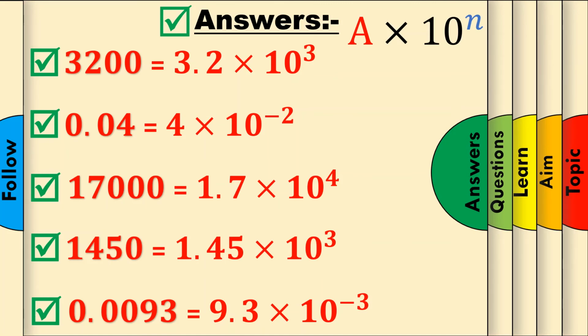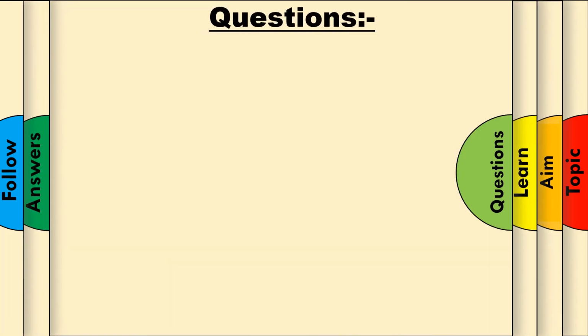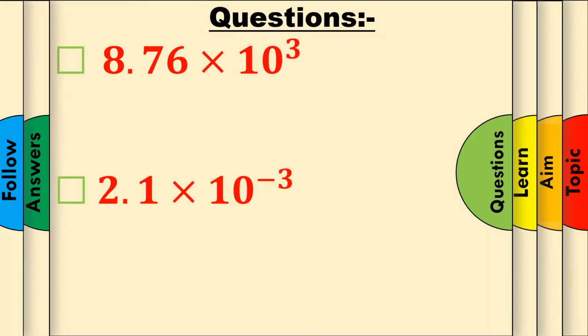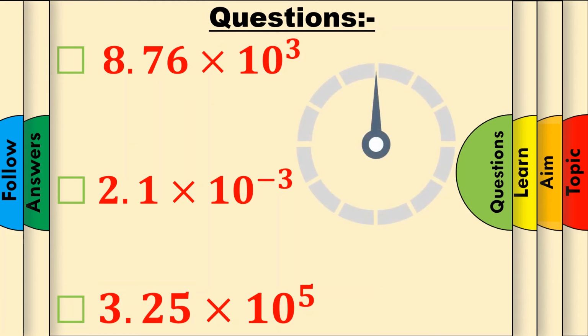Now for round 2, convert the following questions into ordinary numbers. Your 30 seconds begins in 3, 2, 1, go!